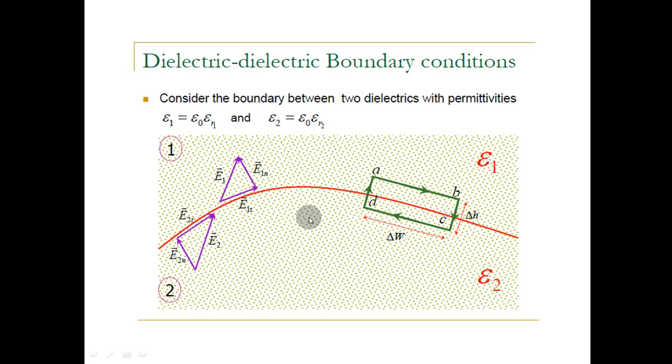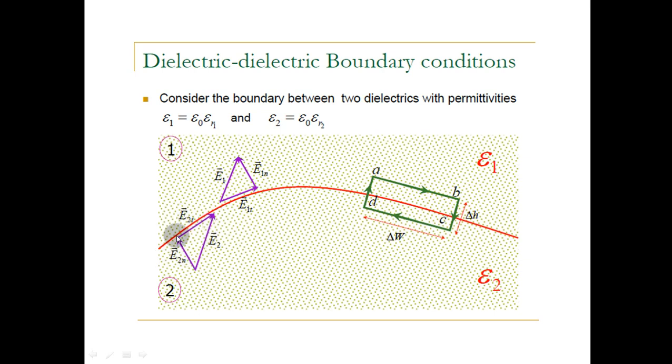Now the first condition we have taken here is E1. What is E1? E1 is the electric field intensity of medium 1, and E2 is the electric field intensity of medium 2. As we know, electric field intensity is a vector quantity, so according to the triangle law, one vector is ET1, which describes the tangential component of E1, and another vector is EN1 or E1N, which is the normal component of vector E1. This is for medium 1.